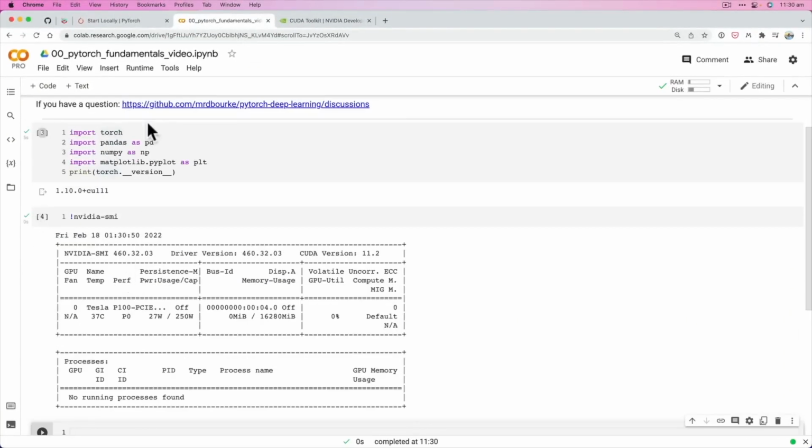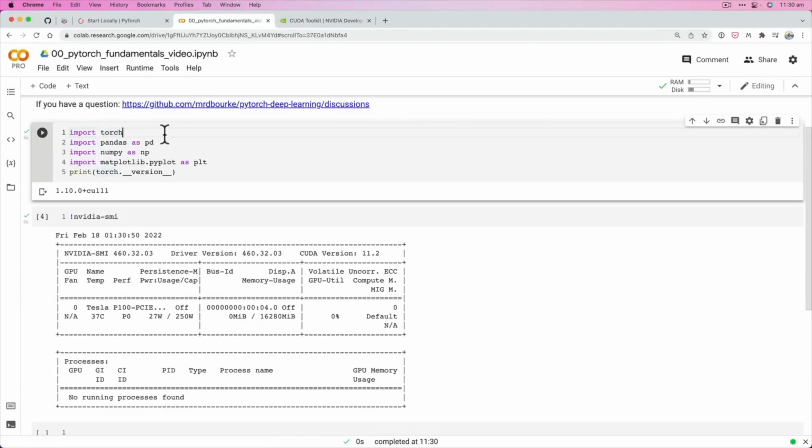Let's get started in the next video writing some PyTorch code. This is so exciting. I'll see you there.